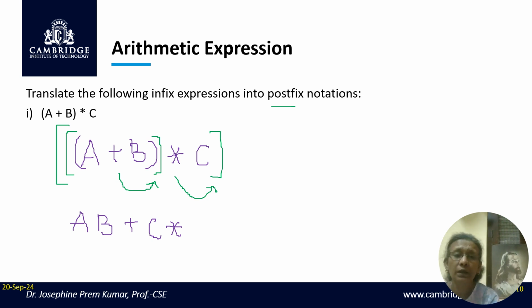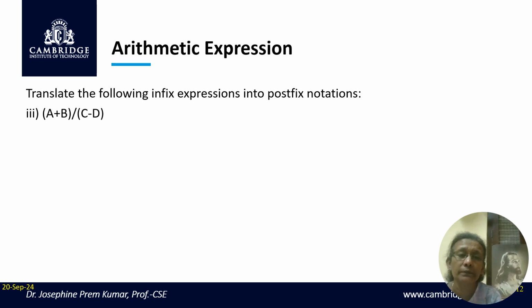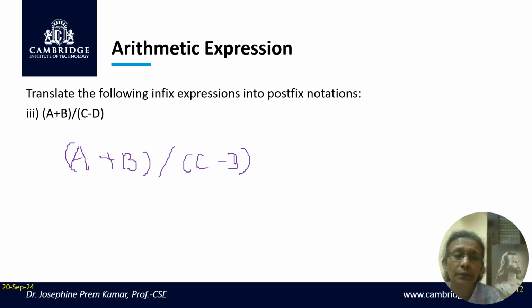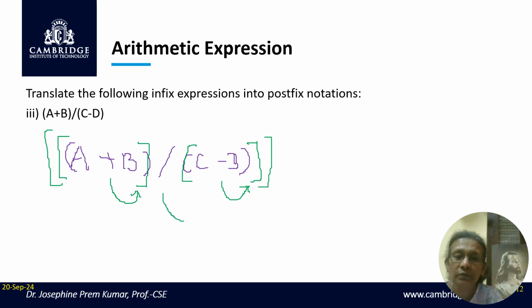Yeah. Let me take another one. See, I take this. Now, what is the expression I have? I have A plus B divided by C minus D. So I put the square brackets around plus, around minus, and then around the division. So this plus will be shifted to this square brackets, minus will be shifted to this square brackets, and then the division will be shifted to this square.